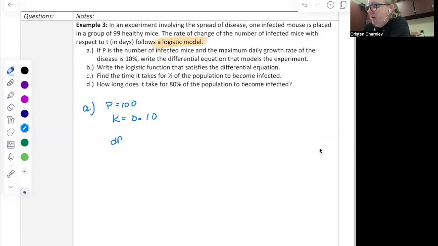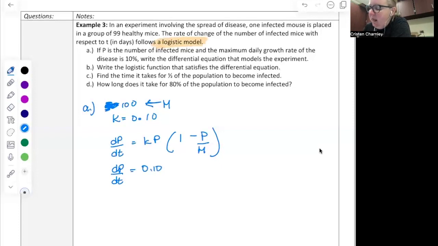So I'm going to use dP/dt is equal to kP(1 minus P over N). I wrote my population up here. So I goofed on this one, but it's a good mistake to have. This is actually your carrying capacity. We know that we only have 100 mice, whatever we do. We're never going to go over that. So what we're measuring is the number of infected mice. So that's what we want to find. So when I fill in the values, dP/dt is 0.10P(1 minus P over 100).